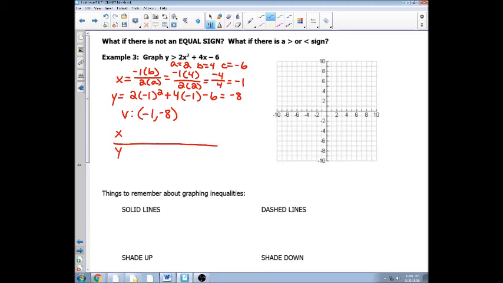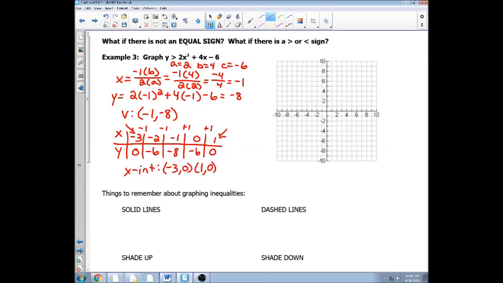And now we would create our table. -1, -8 goes in the center. Add 1, so 0, 1. Subtract 1, so -2, -3. If I put 0 back into my equation, I would have -6. If I put 1 back in, it would be 0, so -6 and 0. Again, I'm looking for where my y values are 0. So that would be right here at -3 and right here at 1. So my x-intercepts would be -3, 0, and 1, 0.